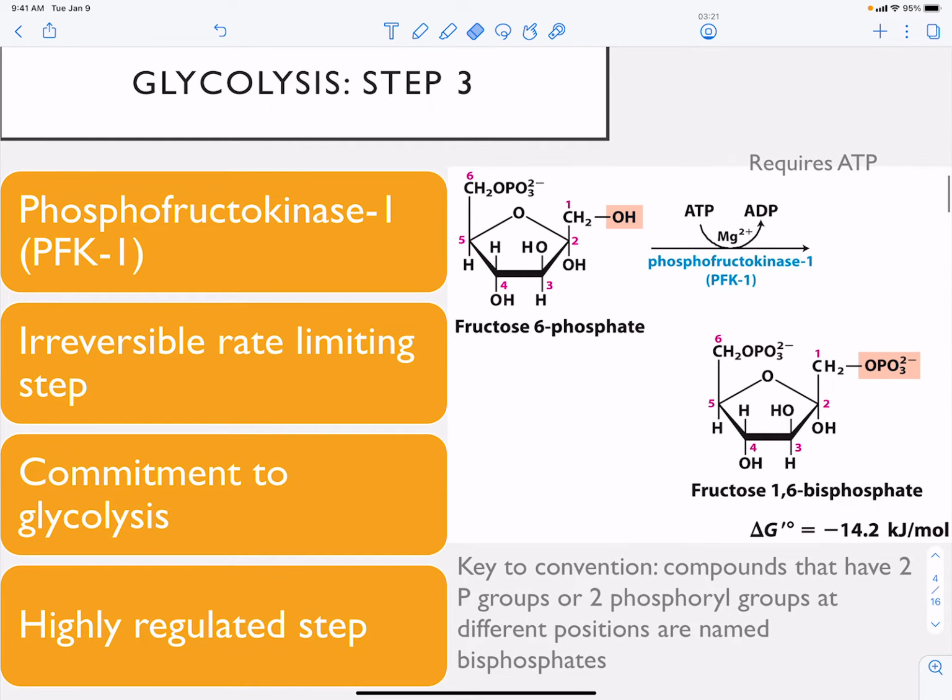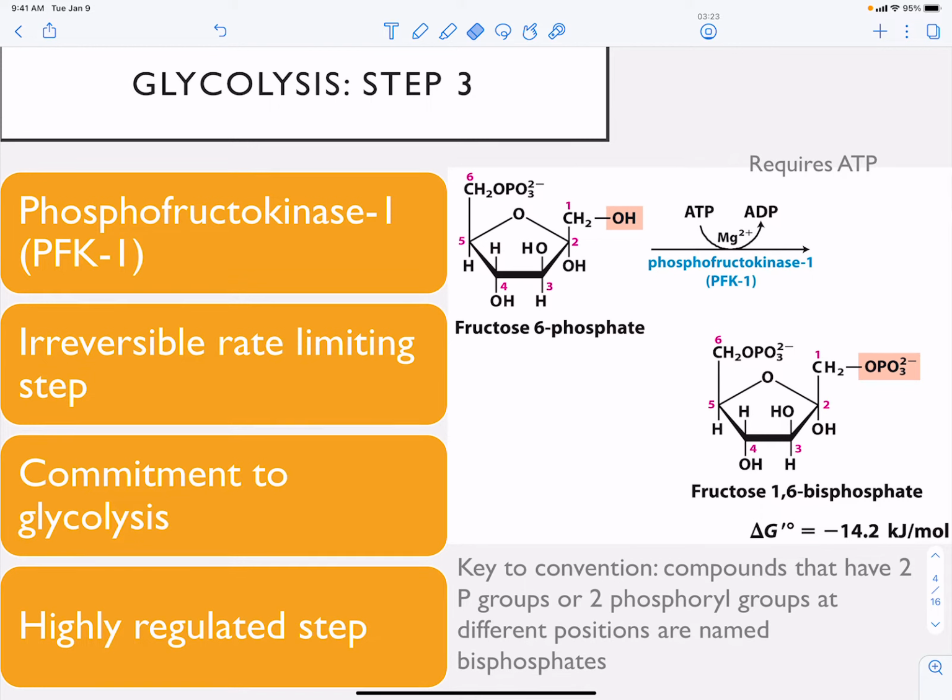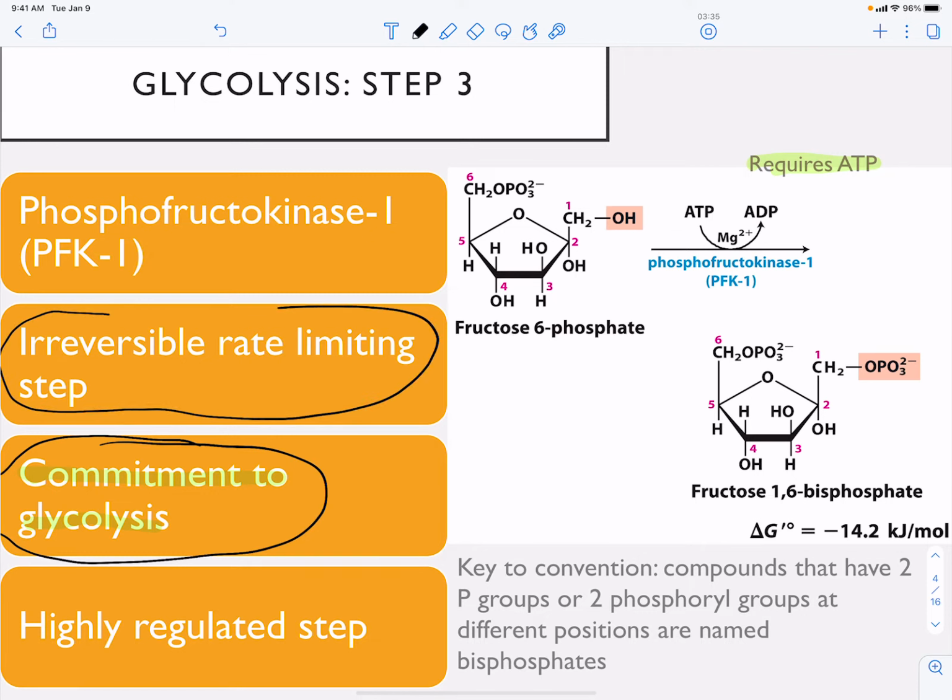Now in the third step, this requires ATP. And this is going to be a commitment to glycolysis. So this is an irreversible step that's rate limiting. Now what an irreversible step means, it does not mean we cannot undo this. It simply means that the enzyme that did this cannot undo it. In order to undo it, you need to do something else to this molecule.